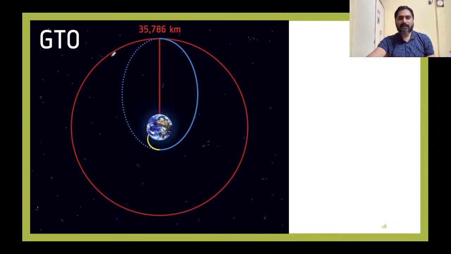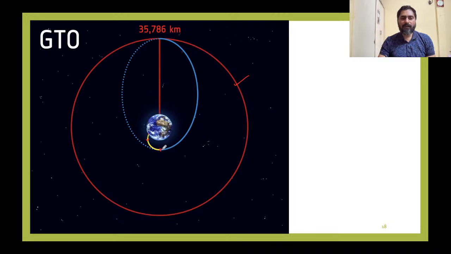Let us try to understand the transfer orbit. So what is a transfer orbit? A transfer orbit is an orbit which is used to move from a lower orbit to a higher orbit. So if you see, this is our earth, and let us say from earth we want to reach this orbit, which is a geostationary orbit, but we do not have sufficient fuel. So what do we do? We launch from earth.